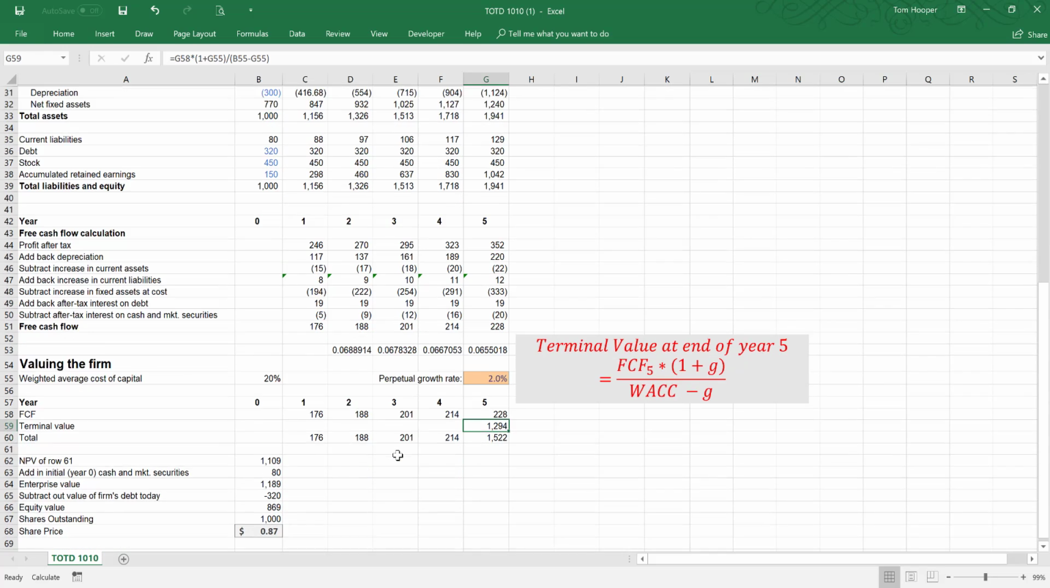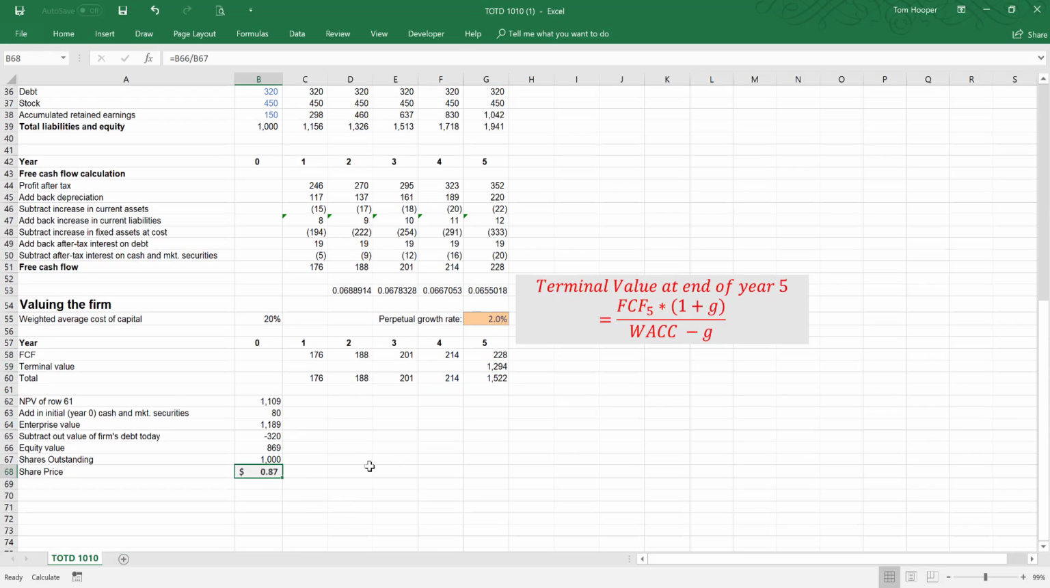When we do that, our new share price is 87 cents if we use the 2% perpetual growth rate, or I think the first section used 2.5 and should have gotten about 89 cents. That's trade of the day, October 10.